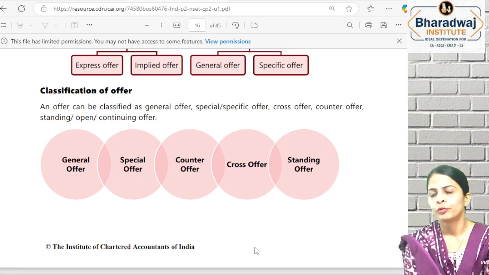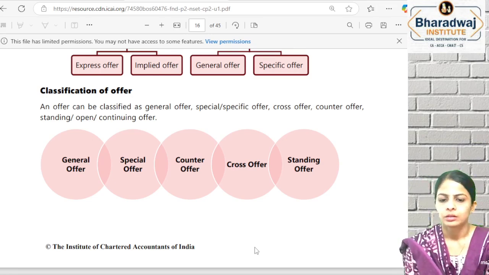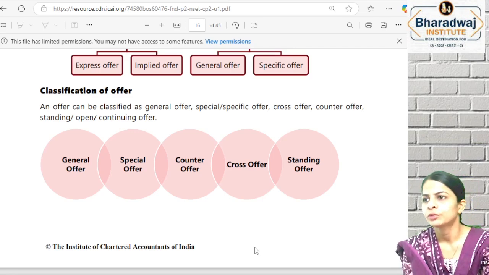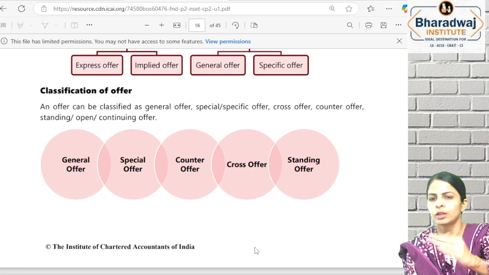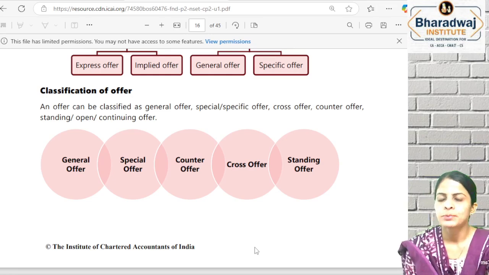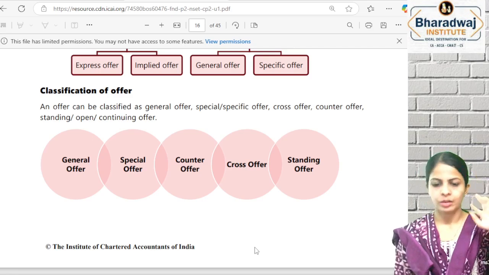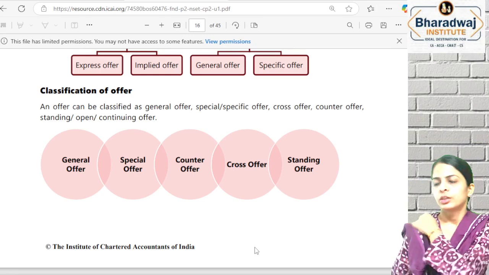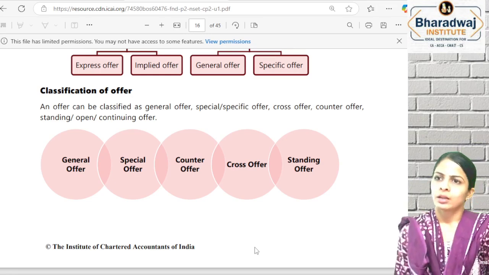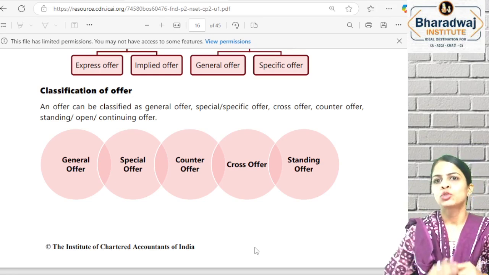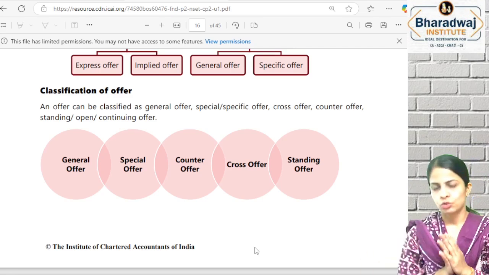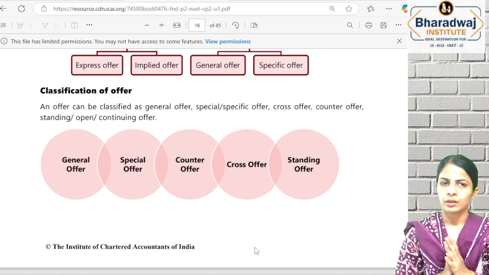Next heading is offer. How many people are there in offer? There are two. Offerer, offeree. Types of offer. Five offers are there. First one, general offer. General offer means offer which is made to public at large, to a large group of people.